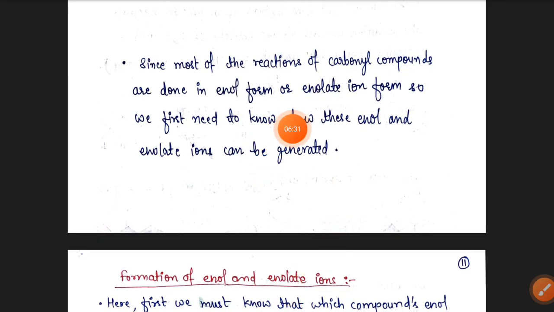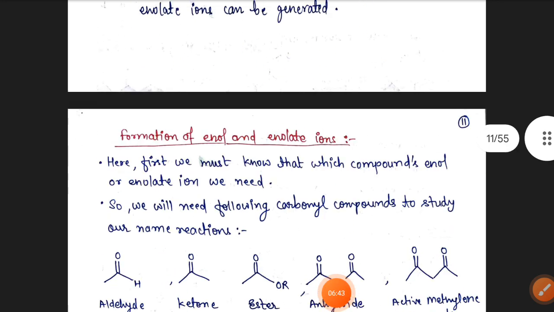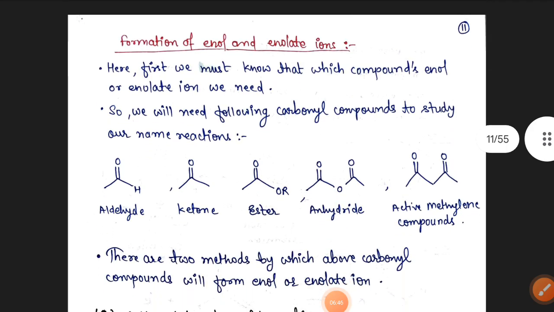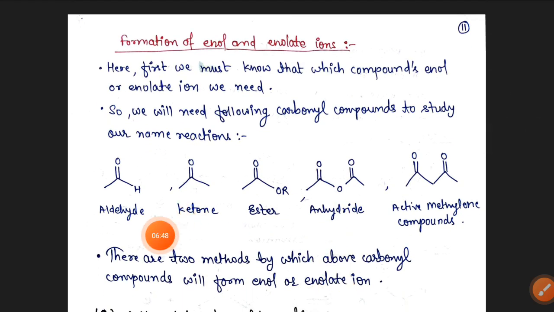Since most of the reactions of carbon compounds are done in enol form or enolate ion form, we first need to know how these enol and enolate ions can be generated. Okay, so formation of enol and enolate ions. These are all aldehydes, ketones, esters, anhydrides, and active methylene groups.